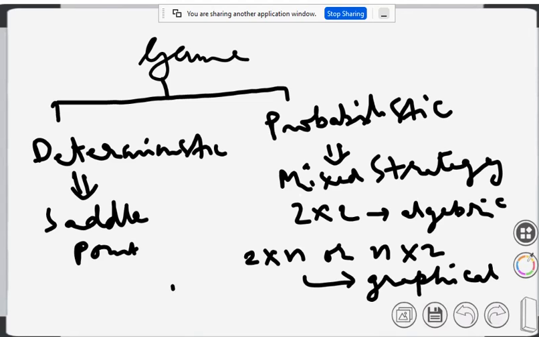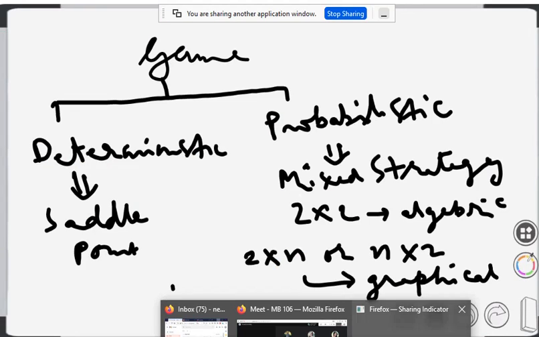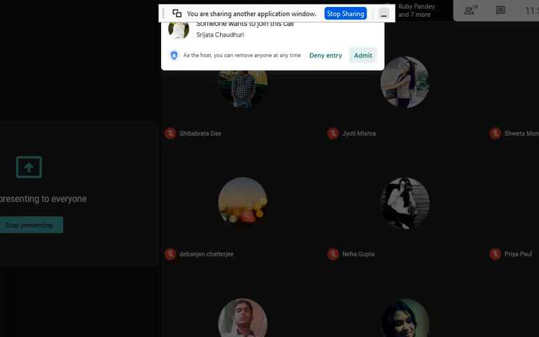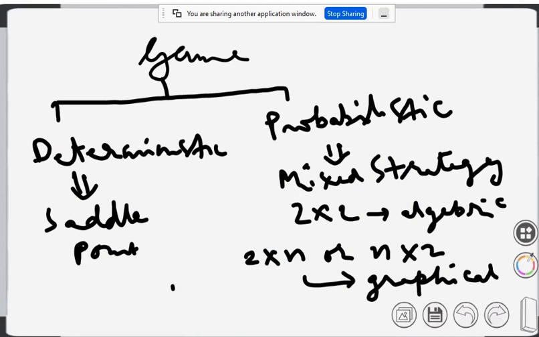For 2 cross n, we have seen that we find out the lower envelope, and we talk about the highest point of the lower envelope. That particular point which gives the highest point of the lower envelope gives the corresponding mixed strategies that are kept. So two strategies are kept, and we can use the algebraic method after that.